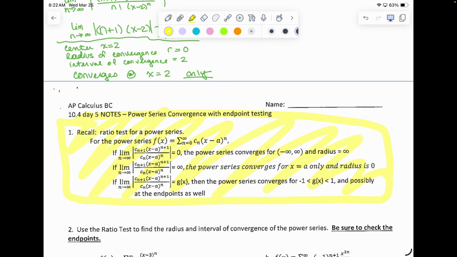If the limit approaches infinity, the power series only converges at its center, and the radius is 0. And if it approaches a function, the power series converges where that function is between -1 and +1, and possibly at the endpoints. We'll talk about that more in a second, okay? The problem with the endpoints is sometimes they work and sometimes they don't, and the only way to know if they do is to check them. You literally plug them in and check, which we'll get to. Questions were good. All right, get ready because I'm going to make us do some board problems.